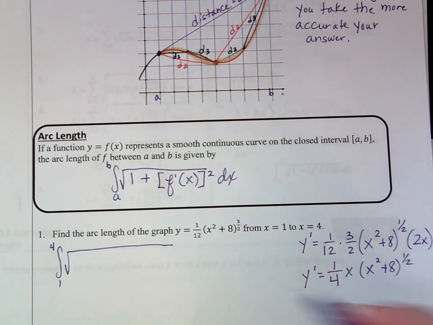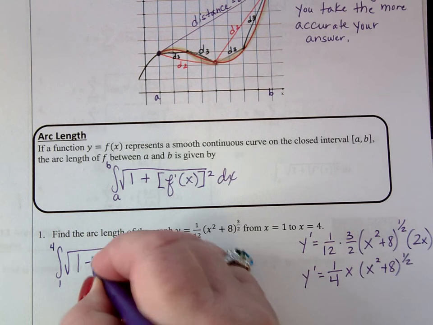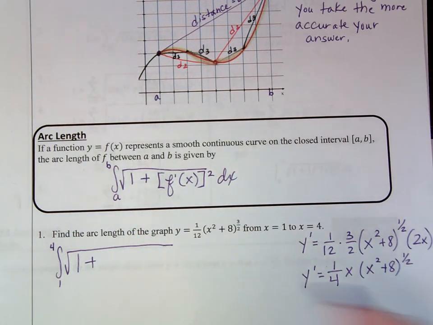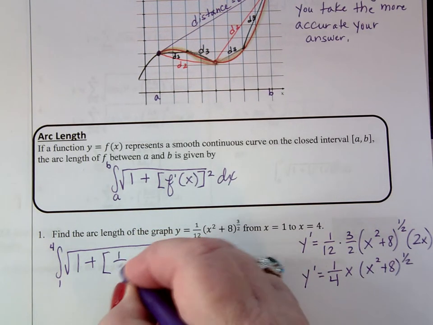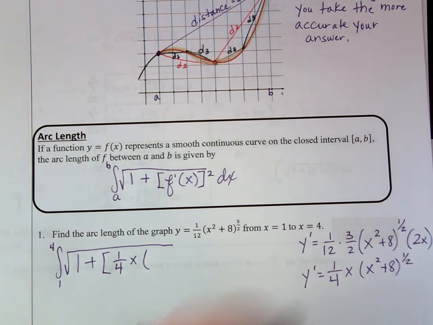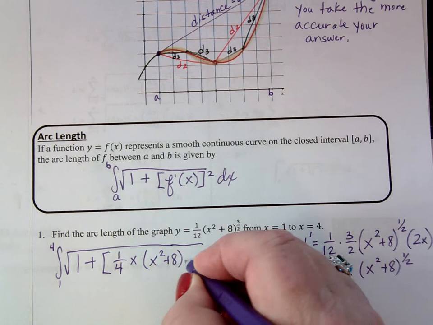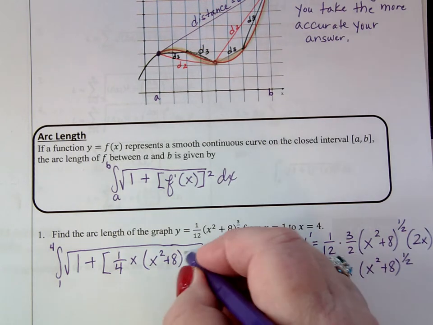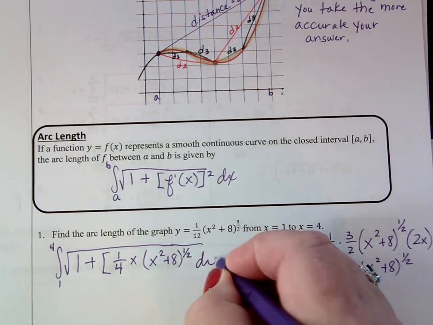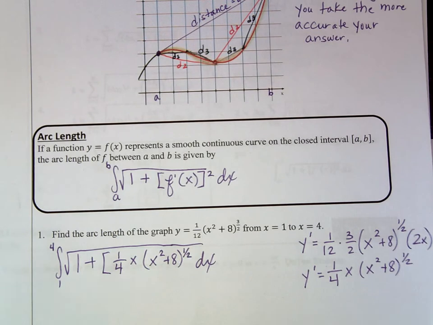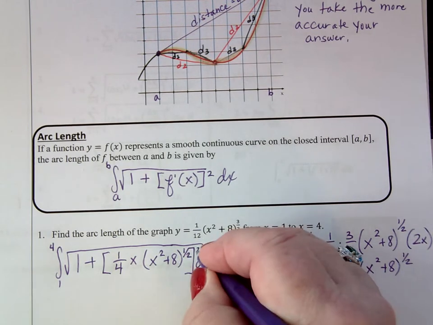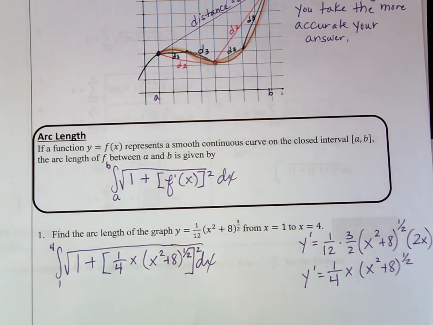All right, so then I'm going to put it in here. So I've got 1 plus, right, my 1 plus. My derivative, 1/4 x, x squared plus 8 to the 1/2 power. But I got to square it. And guess what? That's the piece that most people forget when they're putting the formula together. They tend to forget that you've got to square that inside part.